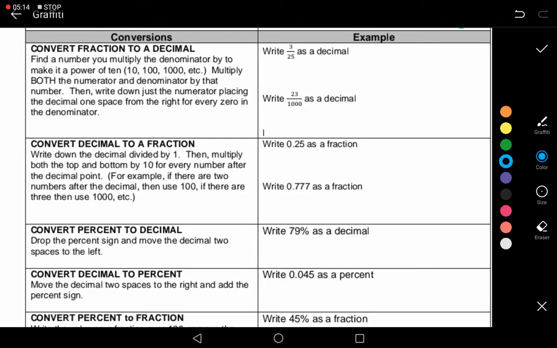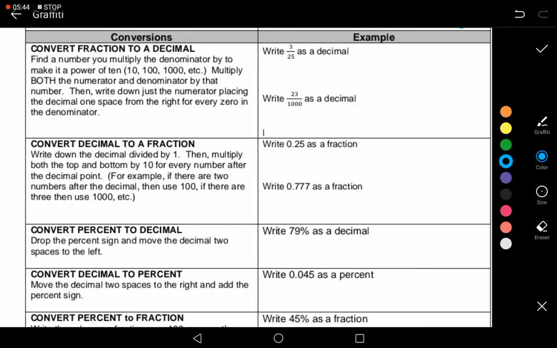When we're going from a fraction to a decimal, we need to find a number you multiply the denominator by to make it a power of 10. So we need it to be written over 10, basically. We multiply the numerator and denominator by that number, then write down just the numerator, placing the decimal one space from the right for every zero in the denominator. See what I mean? That's kind of wordy. It's really not that hard.